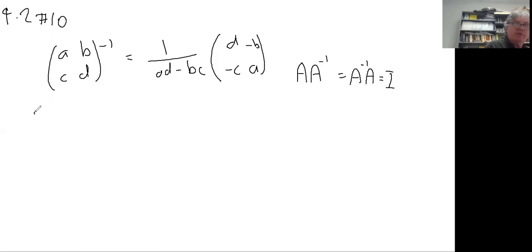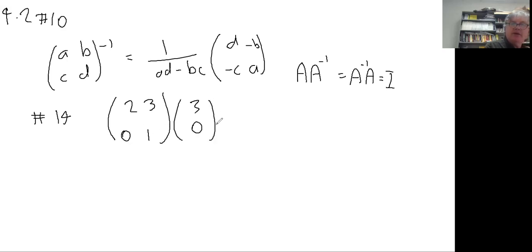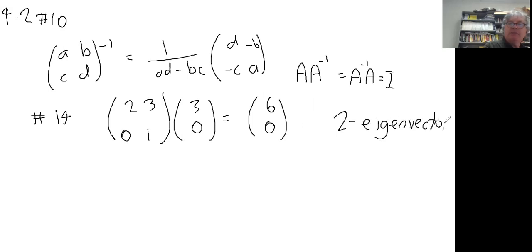In question 14, the task was to verify that (3, 0) was an eigenvector. And you do that just by computation. And we see that it is a 2 eigenvector because it doubles.